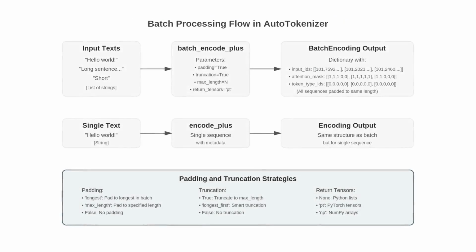Let me show you the architecture overview. This diagram illustrates how batch processing flows through the tokenization pipeline. Notice how multiple text inputs are processed in parallel, with padding and truncation applied uniformly across the batch to create tensors that can be efficiently processed by our models.